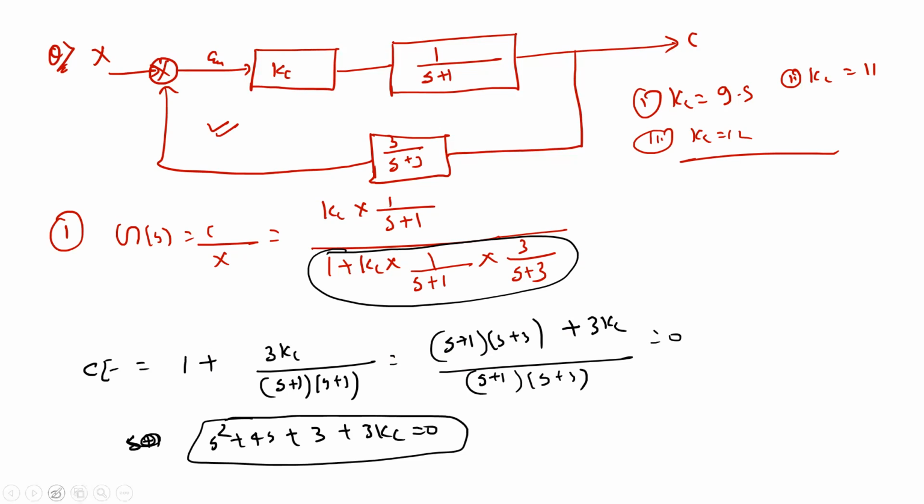Now, once we get the characteristic equation, the main aim is to make the Routh array. First, try to see here that all the coefficients are positive, so directly we cannot say the stability or instability of the system. If any of the coefficients had been negative, then we could have said that this system is unstable. But here all the coefficients are positive, so you have to make the Routh array. The equation is S square plus 4S plus 3 plus 3Kc equals 0.